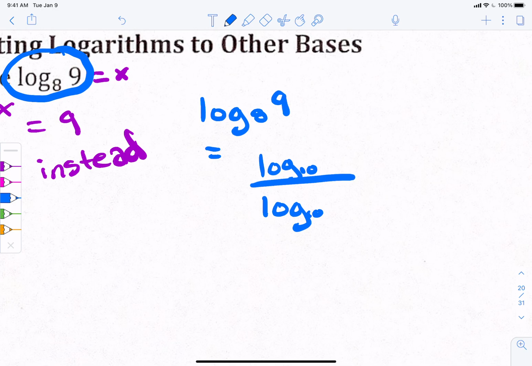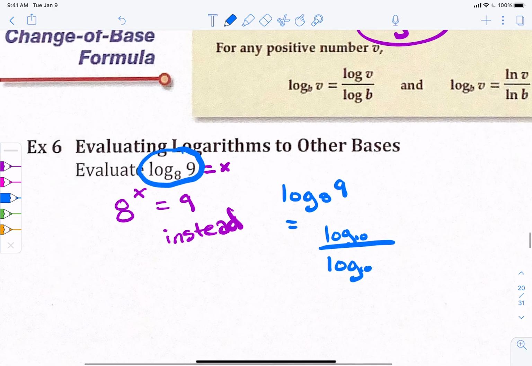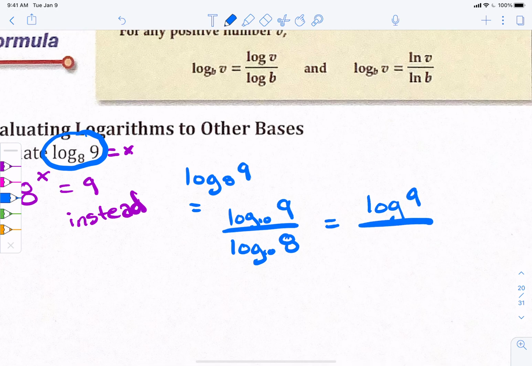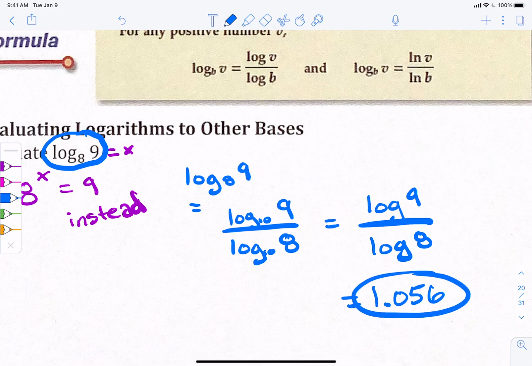What's the base number? 8. It goes in the basement: log base 10 of 8, and log base 10 of 9 goes on the top. So if you don't want to change the base, all you have to do on your calculator is log 9 divided by log 8. And that is all. That gives 1.057.